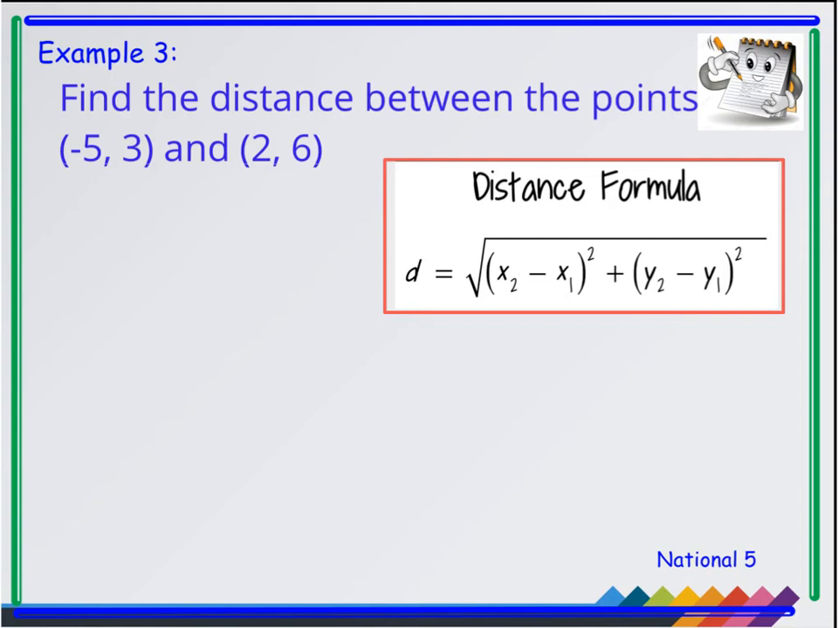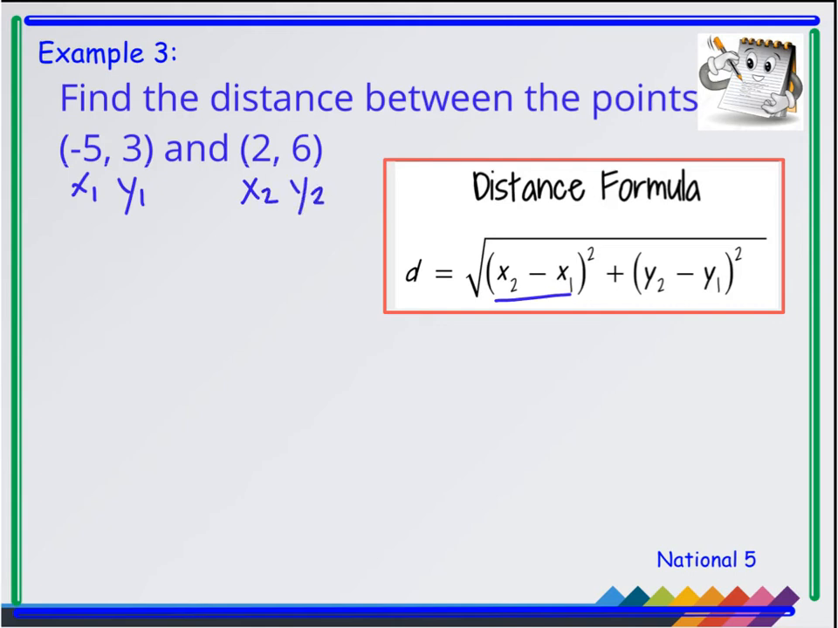And this bit here where it tells you x2 minus x1, that's working out how far it is between the -5 and the 2. And the y2 minus y1 is working out how far it is between the 3 and the 6. Which I did in that previous example. But we're going to do it using the formula. So let's go with this being our first coordinate and the other one being our second coordinate.